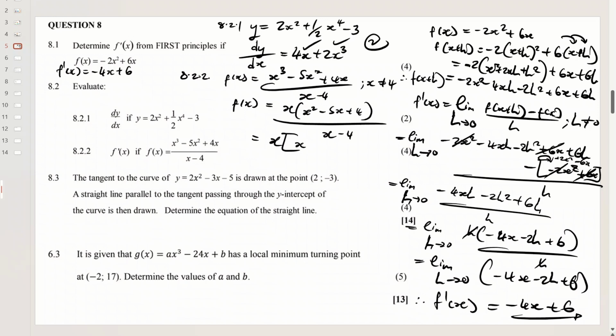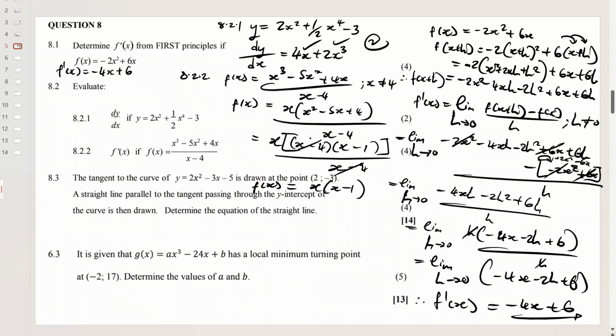This is the same as x into x minus 4, x minus 1, all over x minus 4. So now the x minus 4 and the x minus 4 rationalize. You have what now? You have f of x, which is equal to what? X into x minus 1.